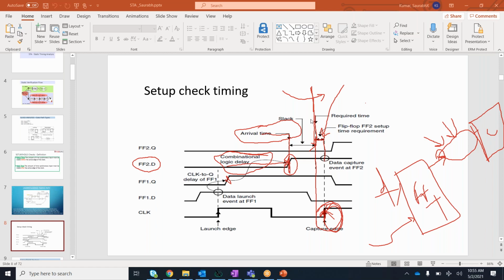If my required time is more than the arrival time, my slack will be positive, which means I don't have any violation. Slack will be positive only if my data reaches before this boundary. If my data comes after this boundary, the arrival time will be more, so required time minus arrival time will be negative. That is called negative slack, and those are reported as violations.